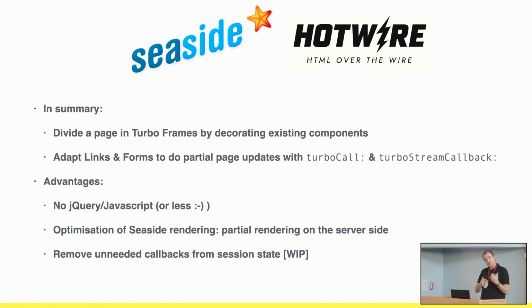So the first thing, which you already saw, is that we only need to re-render this particular part of the page. So I'm just sending this one, which can give you huge speed ups, because, for example, in YesPlan, we have a huge calendar. It takes a couple of seconds to render completely. If we would do that on every action, it's completely unacceptable. So we use jQuery a lot and are looking at transitioning to this. You just divide your page in turbo frames by decorating your existing components, and then you have to adapt some links and forms to use turbo call or turbo stream callback.